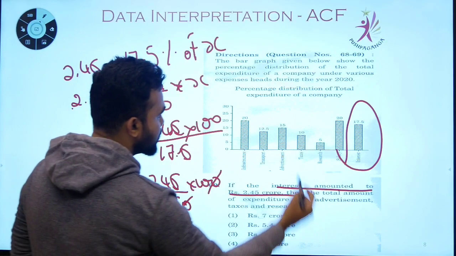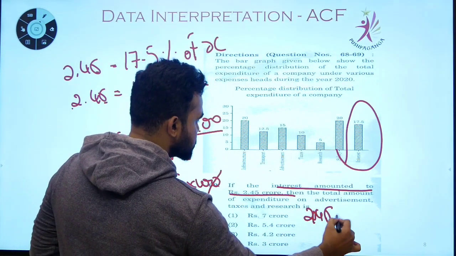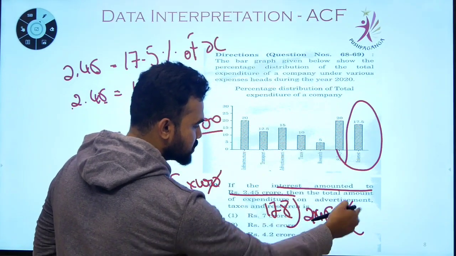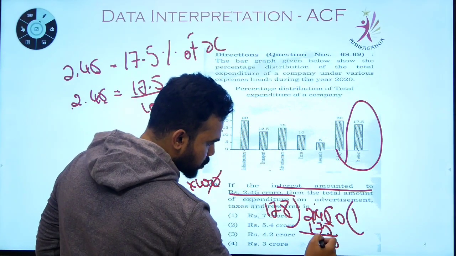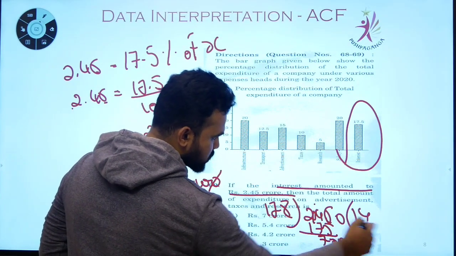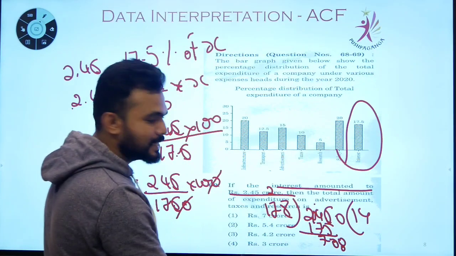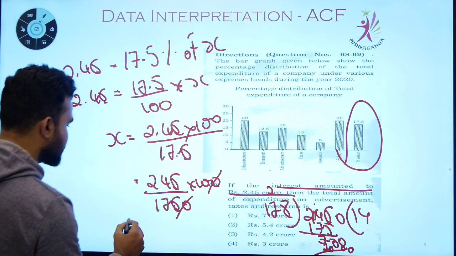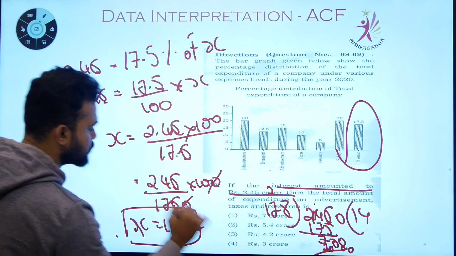If it's done like that, we can get the value. 2450 divided by 175: 24 minus 17 we get 7, then 0. 175 4s are 700, so 5 4s are 20, 17 4s are 68 plus 2 is 70. The remainder is 0. So we get the X value as 14 crores.